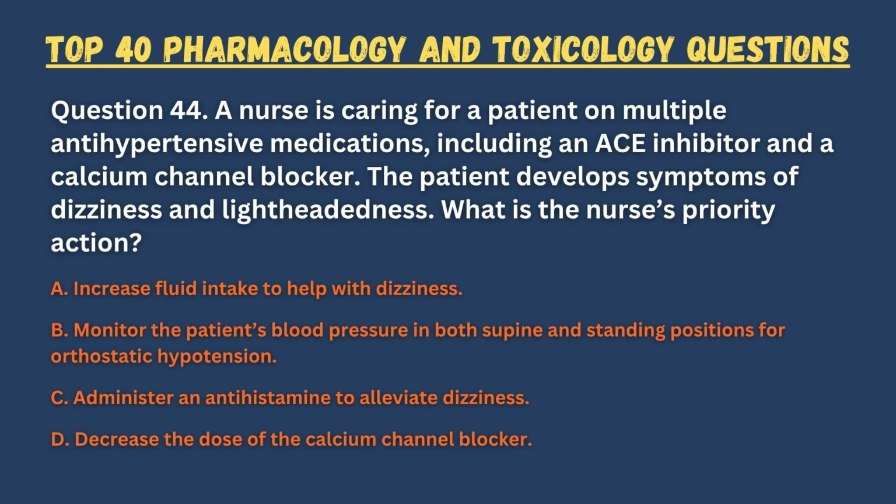Question 44. A nurse is caring for a patient on multiple antihypertensive medications, including an ACE inhibitor and a calcium channel blocker. The patient develops symptoms of dizziness and lightheadedness. What is the nurse's priority action? A. Increase fluid intake to help with dizziness. B. Monitor the patient's blood pressure in both supine and standing positions for orthostatic hypotension. C. Administer an antihistamine to alleviate dizziness. D. Decrease the dose of the calcium channel blocker.